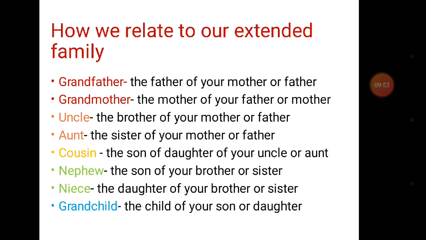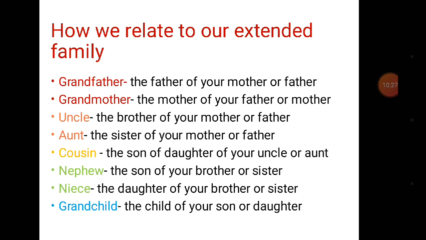Then we can have uncle. Uncle is the brother of your mother or father. So mommy's brother is your uncle, and daddy's brother is also your uncle. Aunt. Aunt is a sister of your mother or father. And so mommy's sister is your aunt, and daddy's sister is also your aunt.